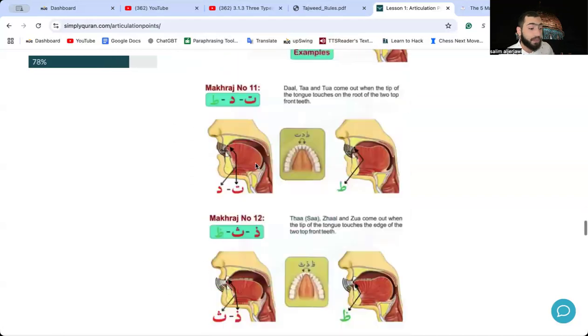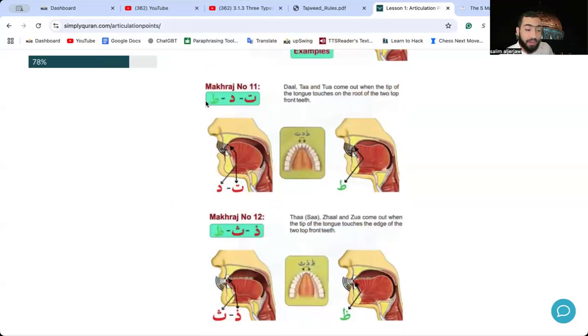The same thing for these. Now, what about the dhal, tha, and zha? Which is the same thing. They have the same exit. The tip of the tongue will just be in between the teeth. You see, that's the difference. This one will touch the upper teeth only. There's no involvement with the lower teeth. But this one here will be in between.